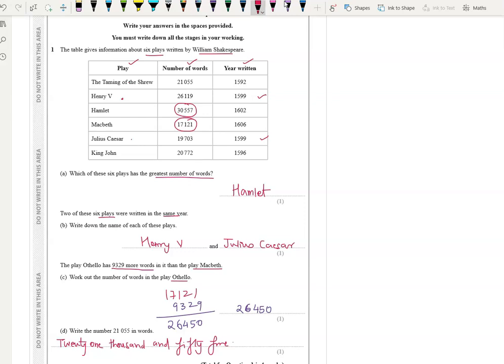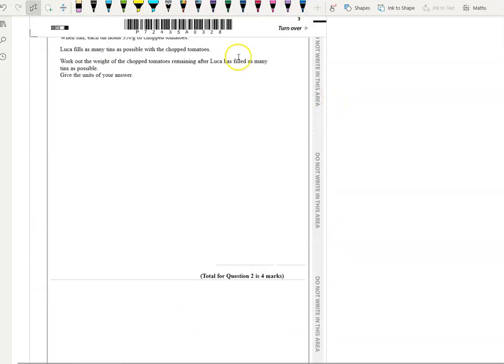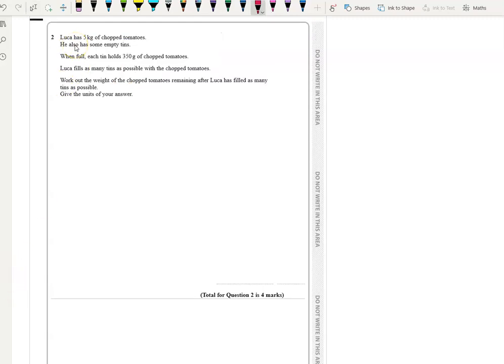Okay. Moving to question 2. Luca has 5 kg of chopped tomatoes. He also has some empty tins. When full, each tin holds 350 grams of chopped tomatoes. Luca fills as many tins as possible with the chopped tomatoes. Work out the weight of the chopped tomatoes remaining after Luca has filled as many tins as possible. Give the units of your answer.